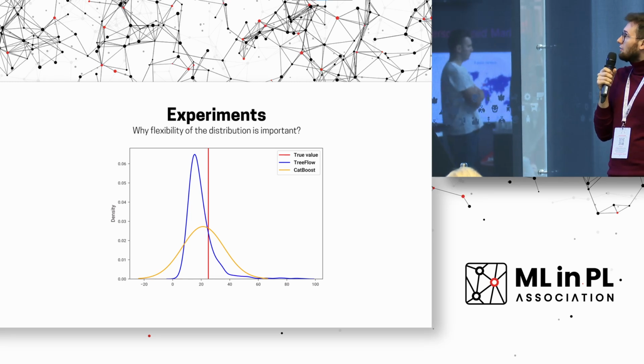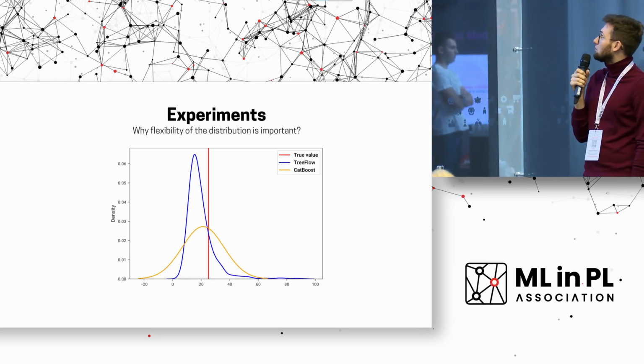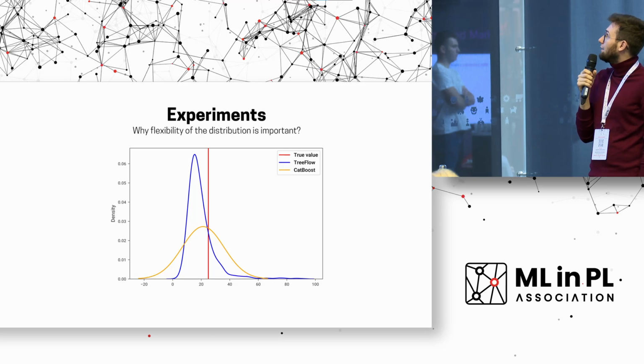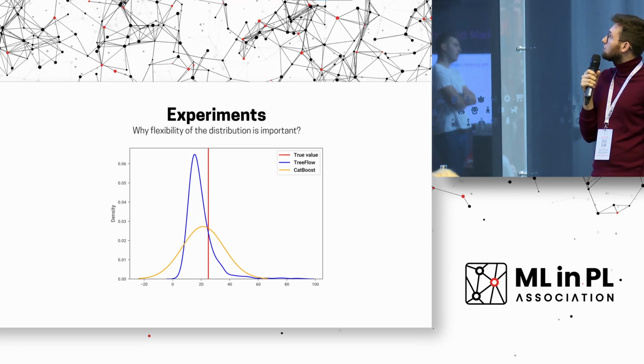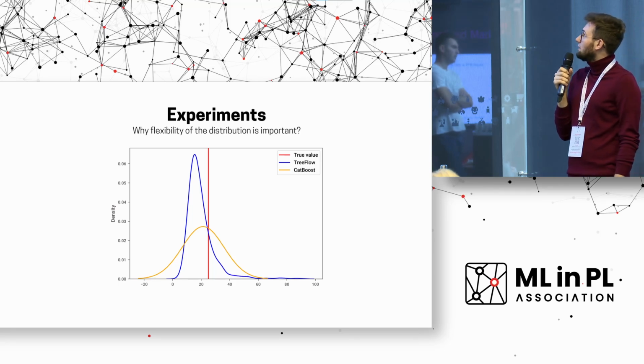So in that case, we've got the estimated probability density function for two methods: CatBoost in yellow and Treeflow in blue. We can observe that for the true value of that particular observation, the probability density function value is very similar. However, the properties of this distribution are quite different.